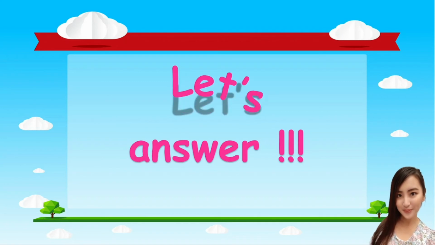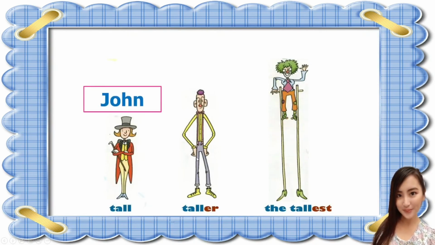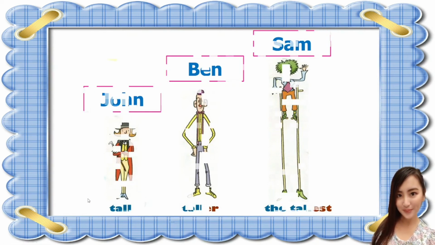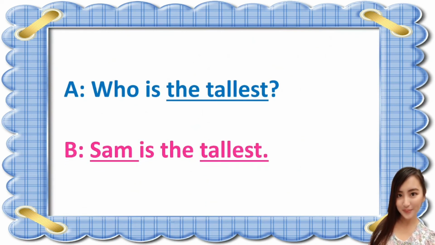Okay, now let's answer. So we have tall, taller, the tallest. John is tall. Ben is taller than John. Sam is the tallest of the 3. Okay, so the question is, who is the tallest? Answer, Sam is the tallest. We use the superlative form.